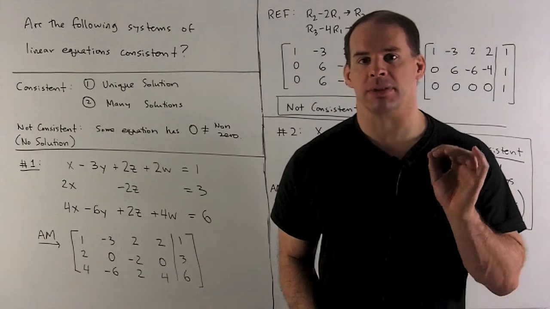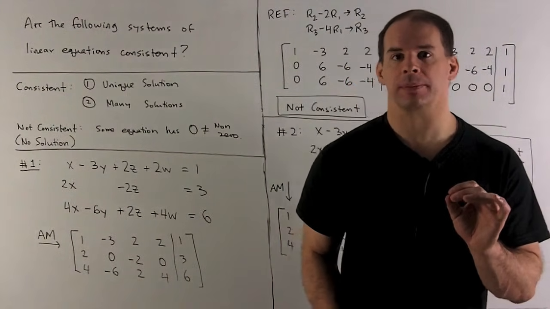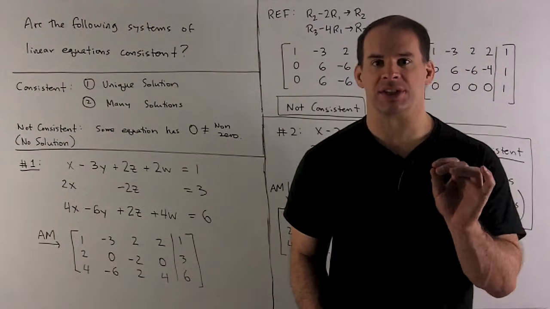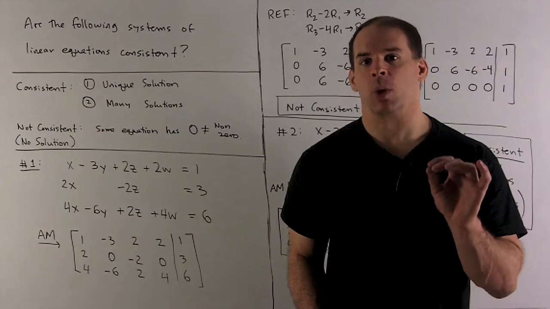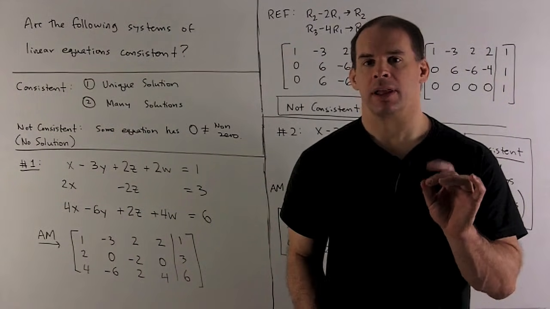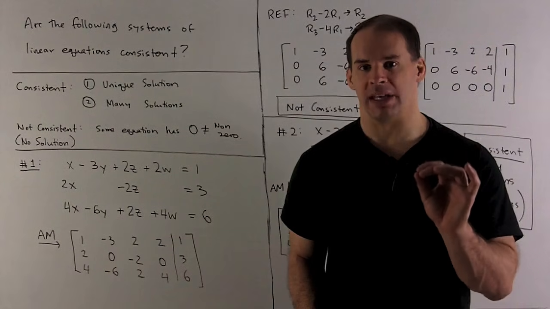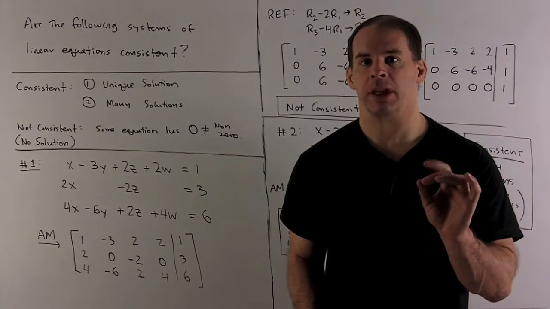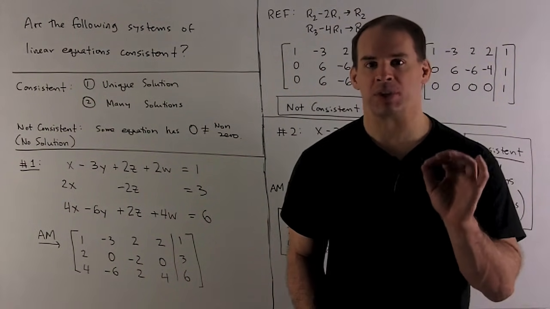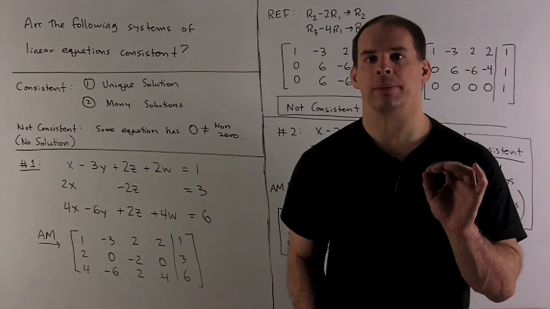Are the following systems of linear equations consistent? So, consistent just means we have at least one solution. That is, there's either a unique solution or many solutions. If we're not consistent, that just means no solutions at all.